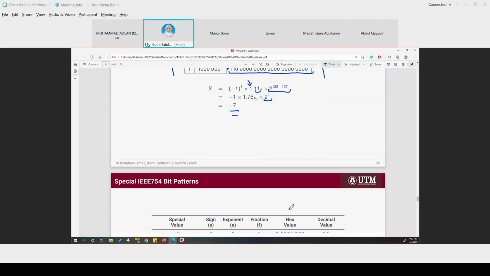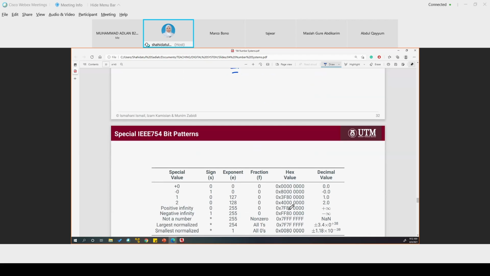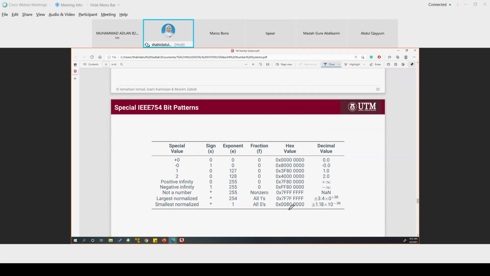There are also special values in the IEEE bit patterns, which are positive 0, -0, positive infinity, negative infinity, and so on. This is for you to read.